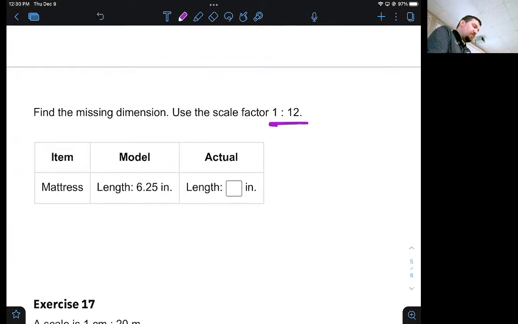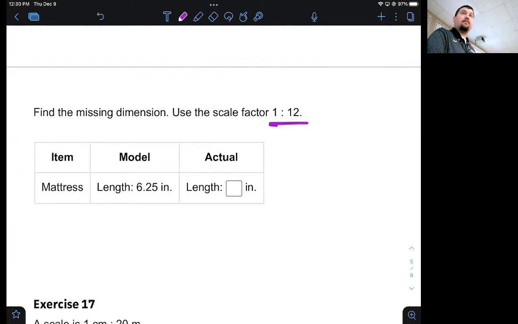Well, remember, scale factors don't have units because the units are the same. So when I use the scale factor, notice up here that it gives you the model length of the mattress and then the actual length of the mattress. The units stay the same because scale factors have the same units, which is why it's not listed. So can you tell me how many times bigger the actual mattress is from the model mattress?